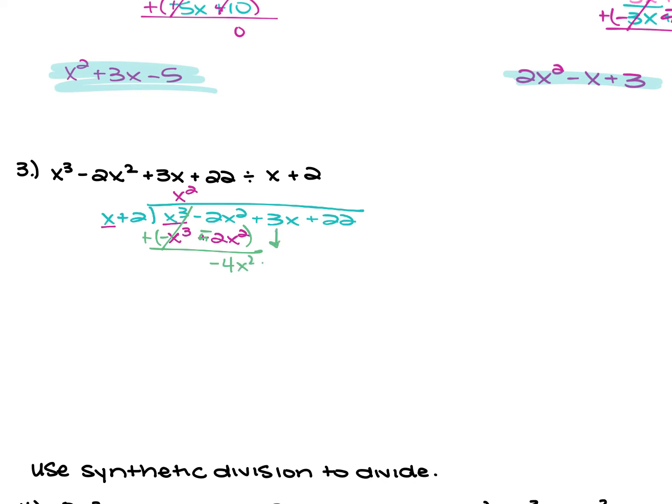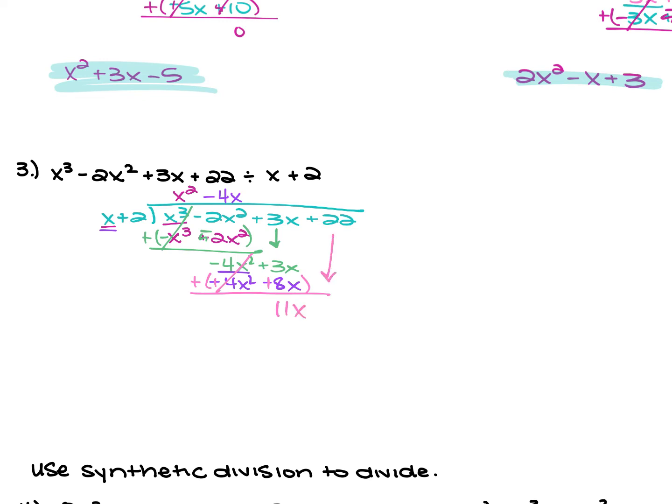You drop down the next term, which is positive 3x. Ask yourself, x times what is negative 4x squared? That's negative 4x. So negative 4x times x is negative 4x squared. Negative 4x times 2 is negative 8x. Add the opposites. Your 4x squareds cancel. 3x plus 8x is 11x.